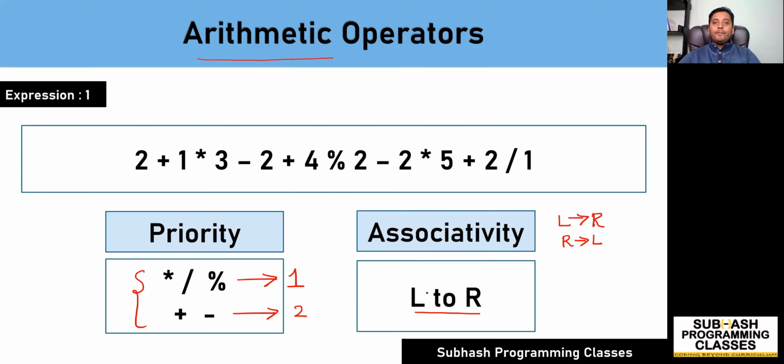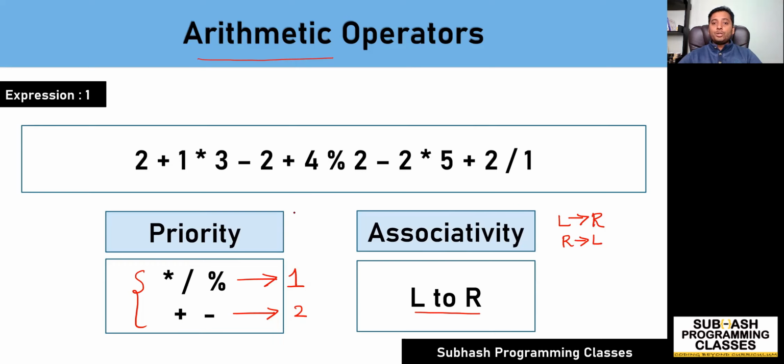So it means that whenever an expression is given to you, or whenever you have an expression that contains multiple operators with the same priority, then you will have to evaluate those operators which come first from left side to right side, right? So now you know which operator to evaluate first, isn't it?